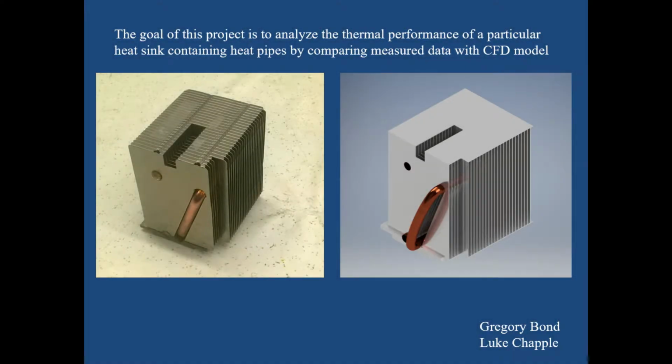The goal of this project is to model and analyze the thermal performance of a particular heat sink containing heat pipes. A series of wind tunnel tests were performed on a heat sink, and the results were compared with the output of a computer model of the same heat sink. This method resulted in development of a simplified method of modeling the thermal performance of heat pipes, along with a comparison of heat sink performance with and without heat pipes included.